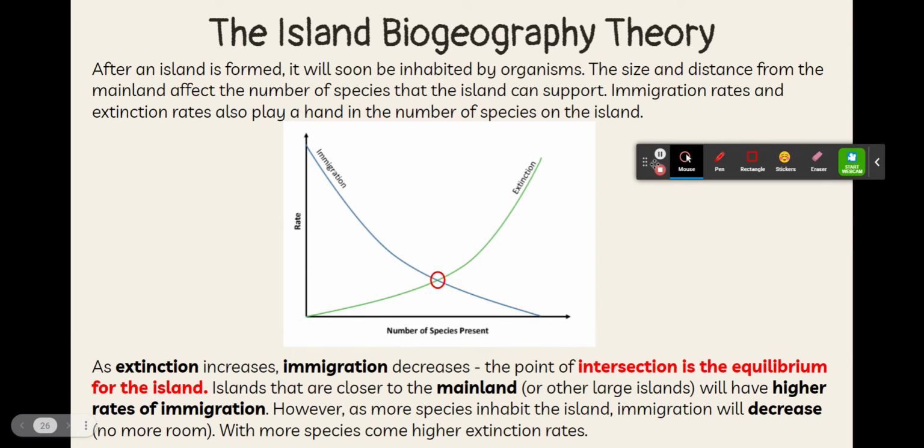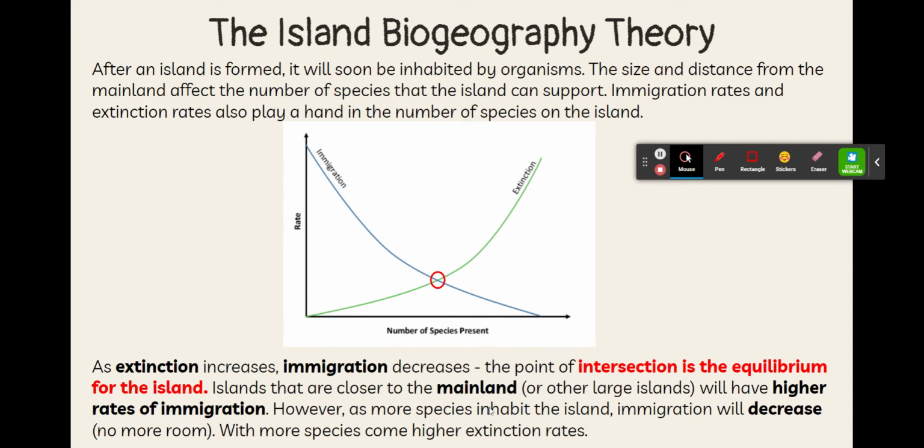Okay, so let's decompact that for a second. Remember, extinction is when every single individual in a species no longer exists anymore. And immigration is individuals coming to an area. So when the extinction and immigration meet, that is the intersection. That's the equilibrium. The intersection is the equilibrium for the island. It's essentially when the individuals dying off are going to equal the incoming individuals.